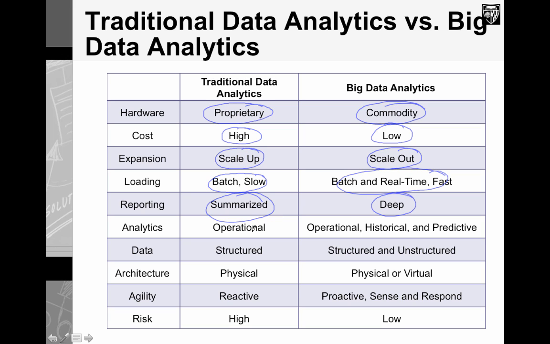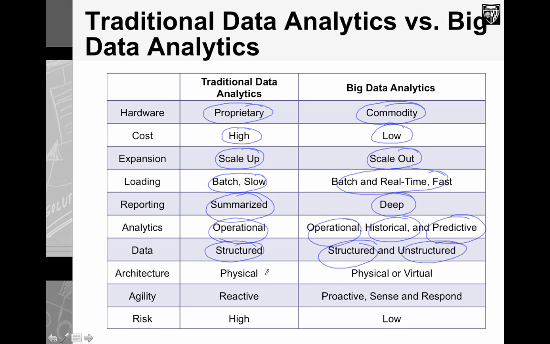In traditional analytics, it's mostly operational data, whereas in big data analytics, it's operational data, historical data, and even predictive data. You want to predict what the customer may be doing, maybe based upon real-time data that's coming to you. In traditional data analytics, you're dealing with structured data typically. Here you're dealing with structured or unstructured data in big data analytics.